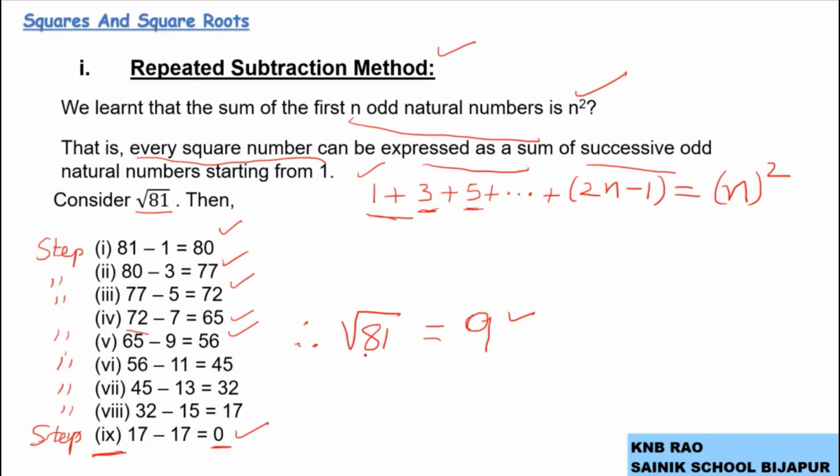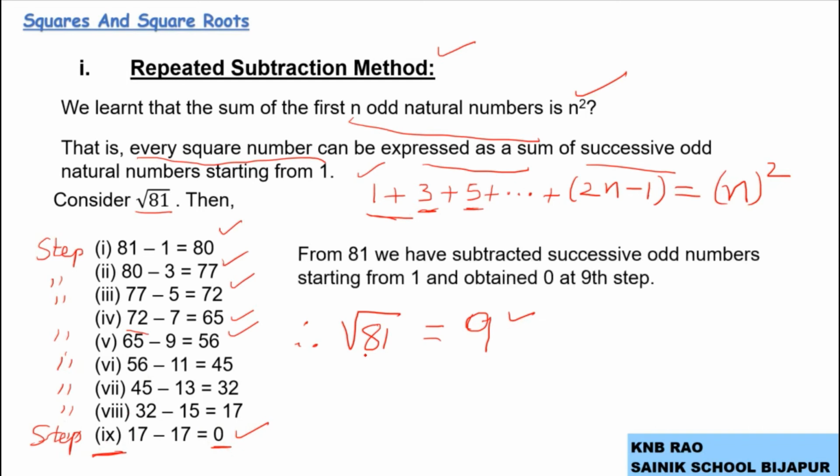So students, from 81 we have subtracted successive odd numbers starting from 1 and obtained 0 at the ninth step. Therefore, we have got root of 81 as 9.